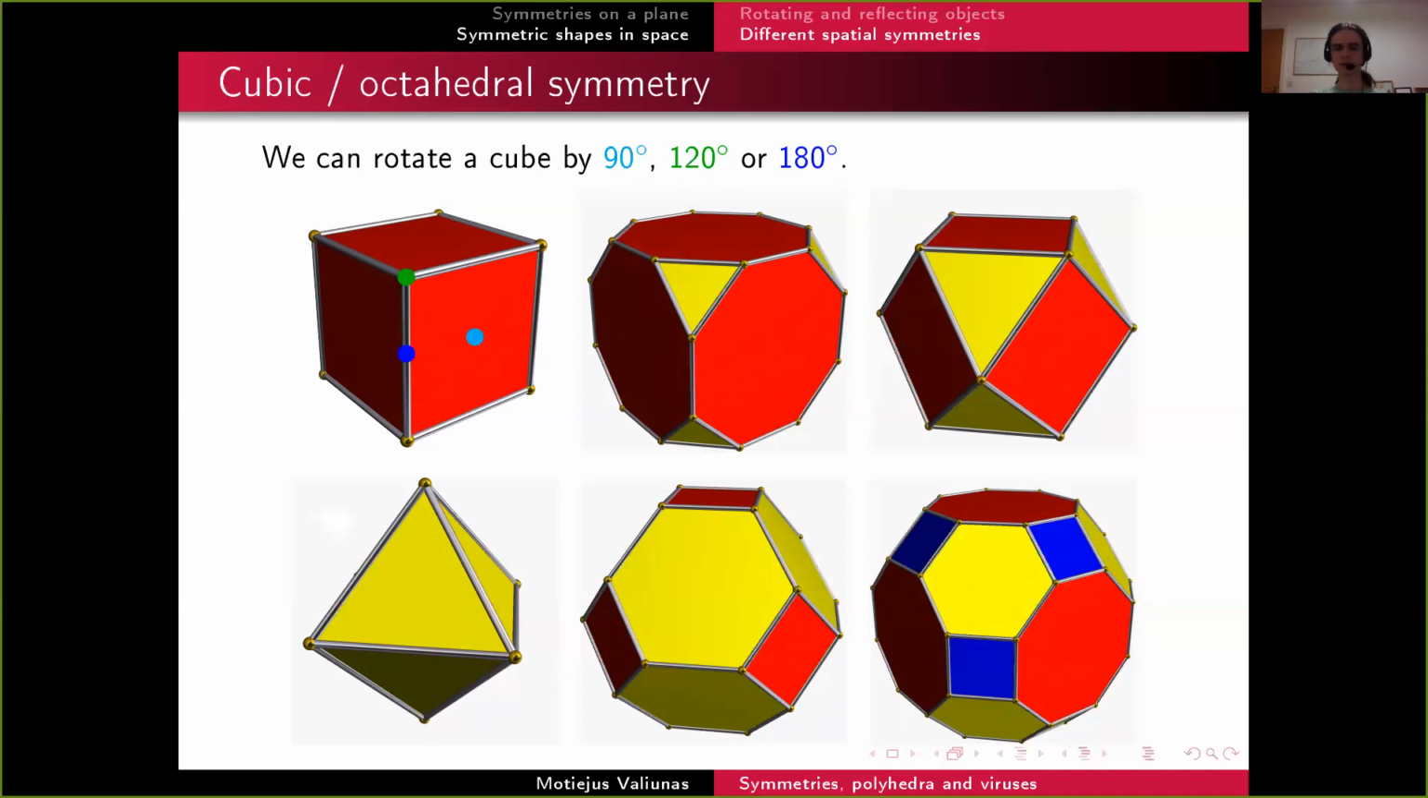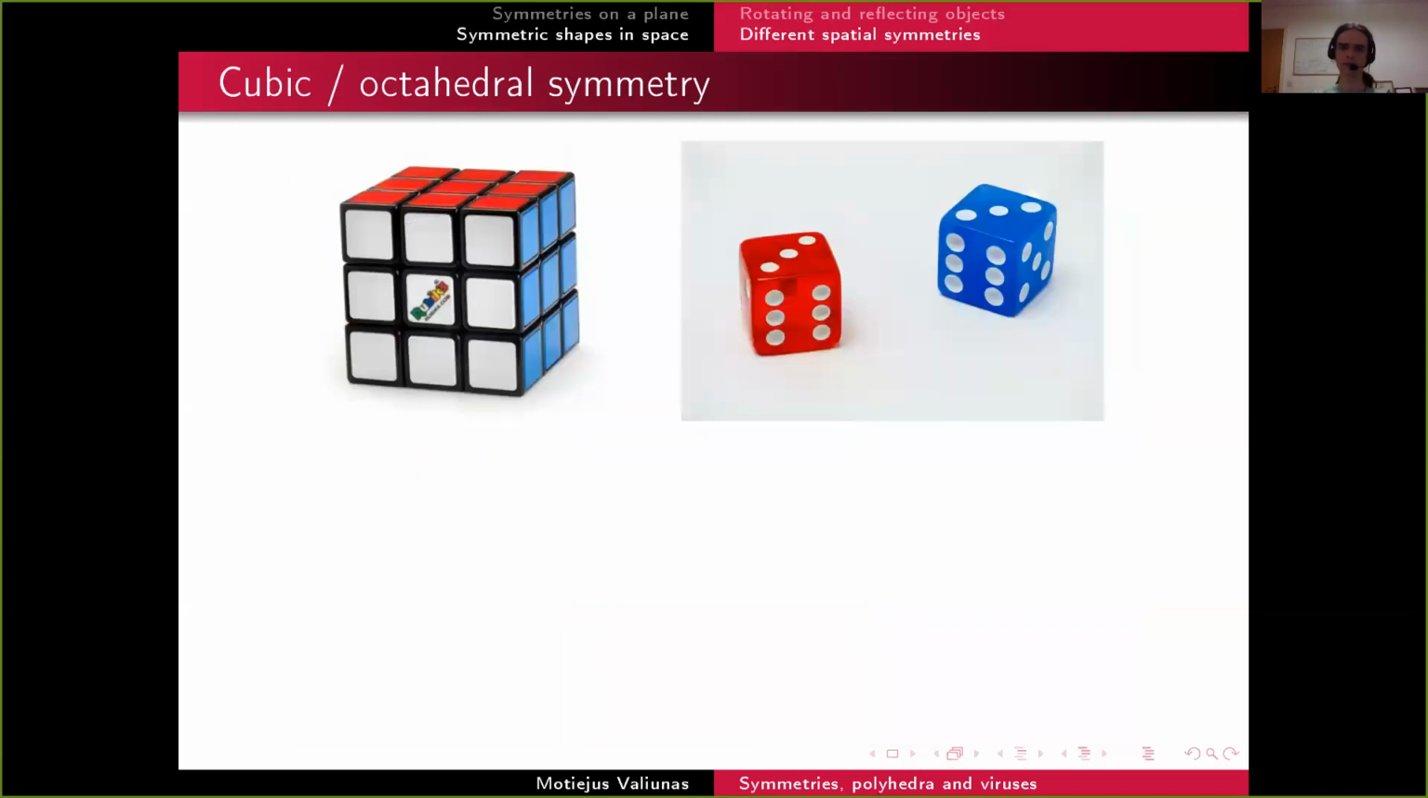All right, and what about the cube? Where can we see a cube in real life? Well, I have already shown you one example, which is a Rubik's Cube. You have probably also seen dice. So dice are cubical as well. They have the symmetries of a cube if you ignore the points drawn on them.